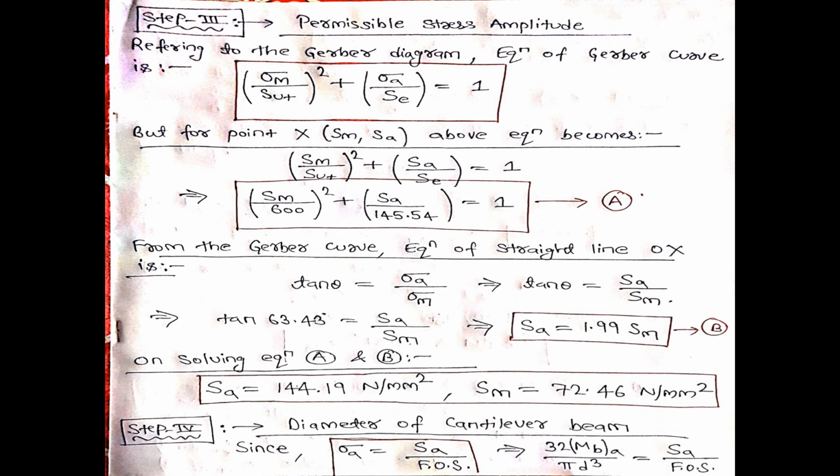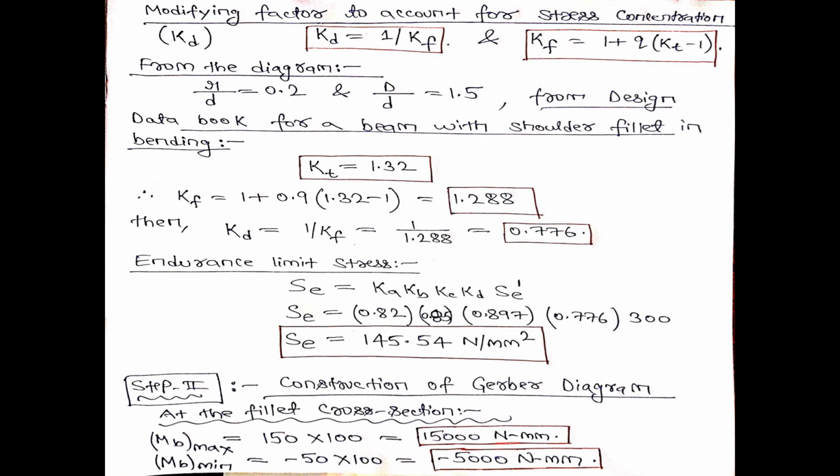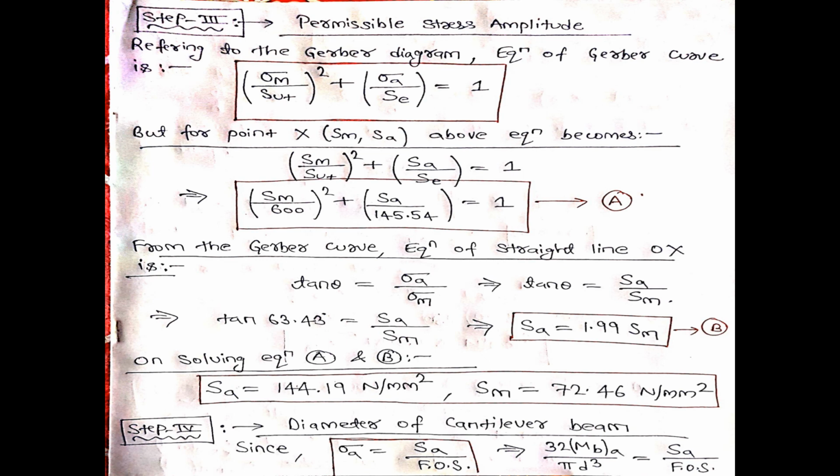Okay. So now SUT is given to you, so you can substitute, that is Sm by 600 whole square plus Sa by SE. SE we have just calculated, that is 145.54 Newton per mm square. So Sa by 145.54 is equal to 1. This is equation number 1. In this equation you have two unknowns, one is Sm, another one is Sa. So you need one more equation to find out the values of Sm and Sa. How can I get that equation?